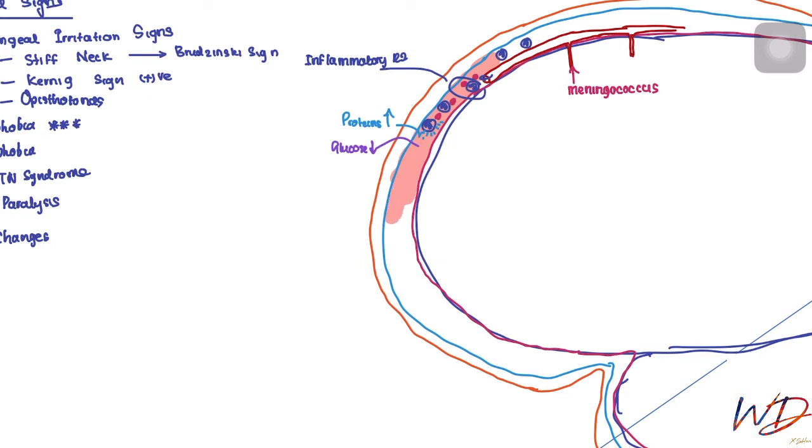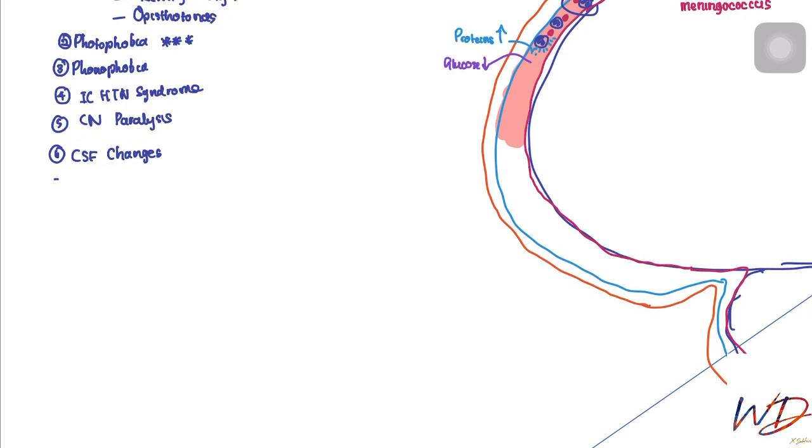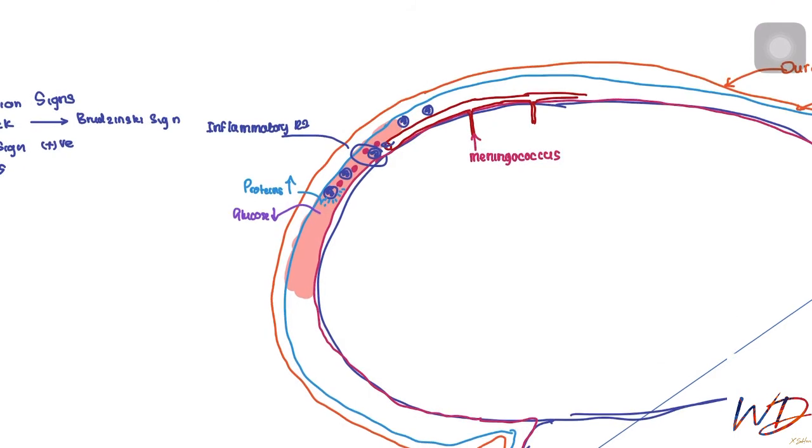So the CSF pressure will be increased. Also, septicemia. So what is septicemia? The toxic products, all these inflammatory products, can enter into blood and it can cause septic shock.